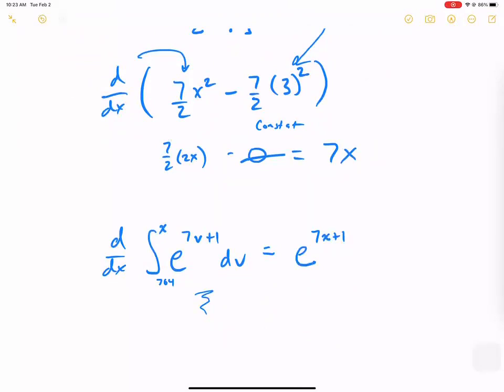That's it. What happens to the dv? Remember that it was taken out during the integral. And then what happens to 764? Well, that's going to give us a constant, and the derivative of any constant is back to 0.